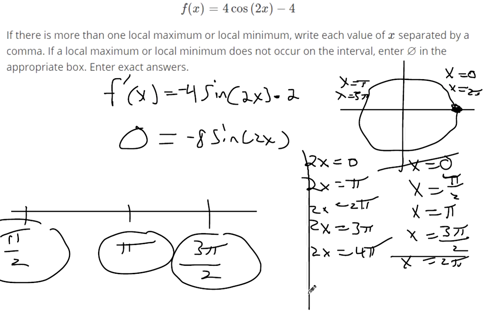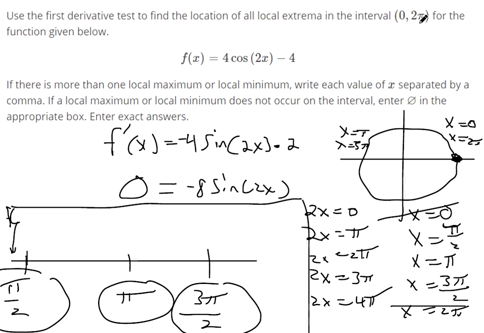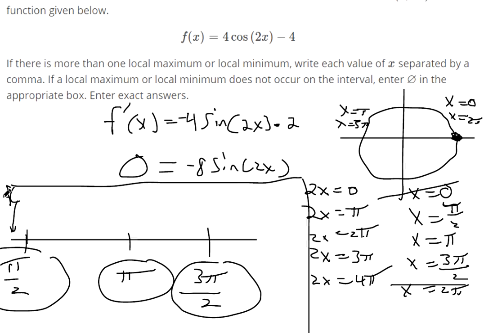So I circled our critical points over here and made a quick little number line. What we want to do is test what the derivative is slightly to the left and to the right of each critical point. So here I'll pick a number that's on my interval, 0 to 2 pi. Let's plug in pi over 4. That's something slightly less than pi over 2.